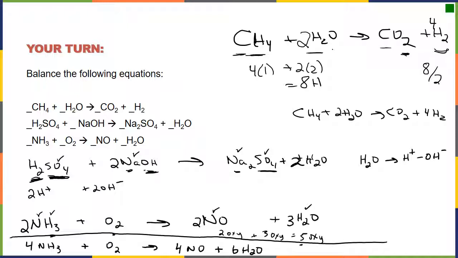My oxygens on the product side are 4 from the NO, so 4 times 1, plus 6 times 1 for the oxygen from the water, giving us a total of 10. And if I take 10 up here, divided by 2, I'm going to get 5 oxygens. So getting rid of the odd and even can really help in balancing some of the more complicated ones.